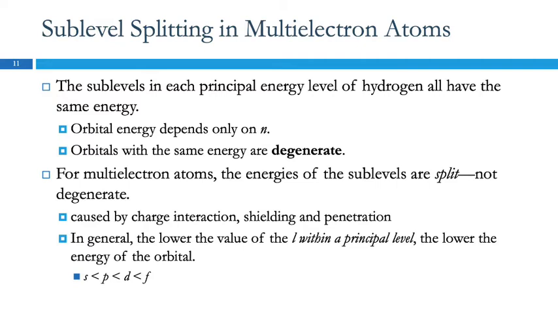In general, though, the lower the value of l in a given principal level, the lower the energy of an orbital. So if we were talking about, say, n equals 5, and these are the sublevels, s is lower in energy than p, and d is higher in energy, and then f is the highest in energy.